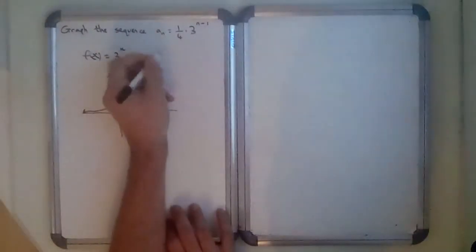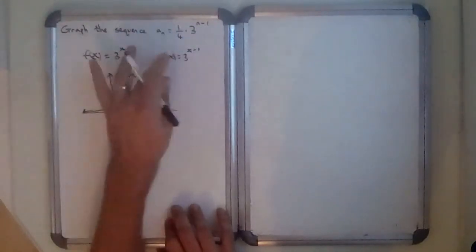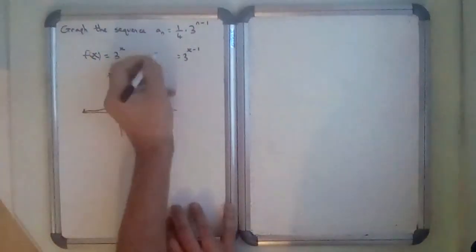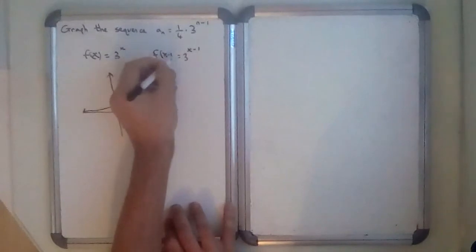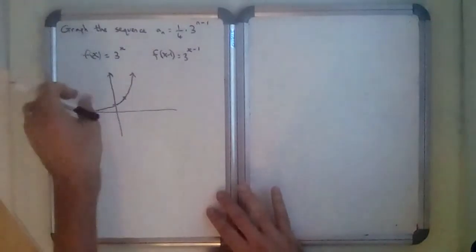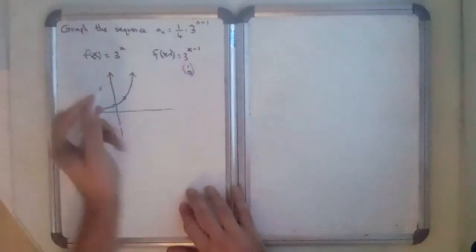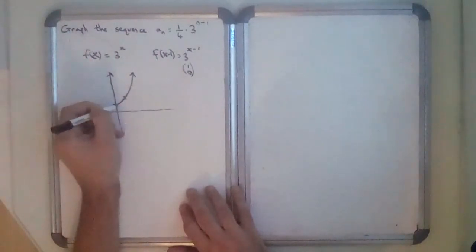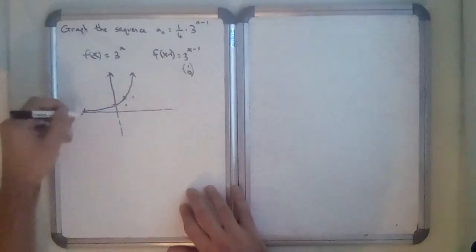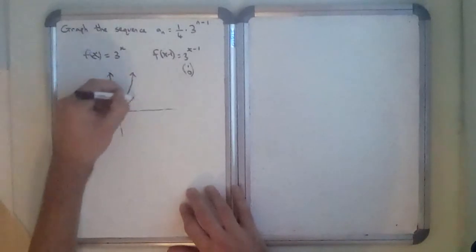So if I wanted 3 to the power x minus 1, well, that would be the same as f of x minus 1, which hopefully you know is a horizontal translation. So it's a translation of the original 3 to the x graph by 1 unit. Everything's going to go one place to the right. So that point is going to be there, and this point is going to be here, and so on. And it's going to end up looking something like that.